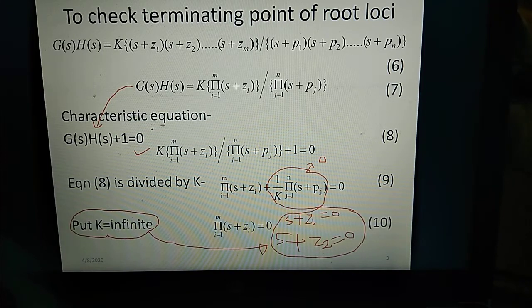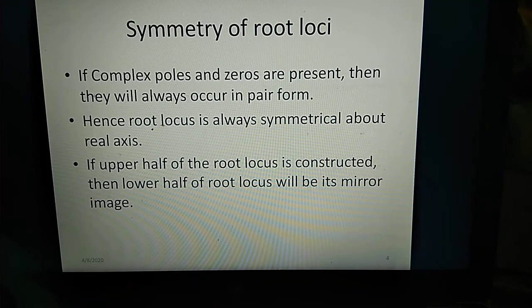So remember this thing, that root locus always terminates at its zeros. From here we obtain two pieces of information: whenever we plot root locus, it will start from its open loop poles and it will terminate at its open loop zeros. At its open loop poles K is zero, at its open loop zeros K is infinite. So remember these two points.